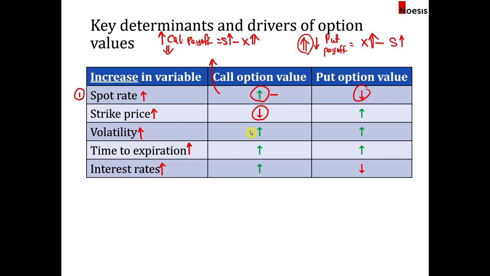Now, for volatility, it's a direct impact on call and put option value. So the higher the volatility of the underlying asset, the higher the chances of the option being in the money, or being valuable. So it increases the time value for both calls and puts. And for time to expiration, the longer the option period or maturity, the higher the option's value. Again, this will increase the time value of both options because it gives them a higher chance of being in the money or being valuable.